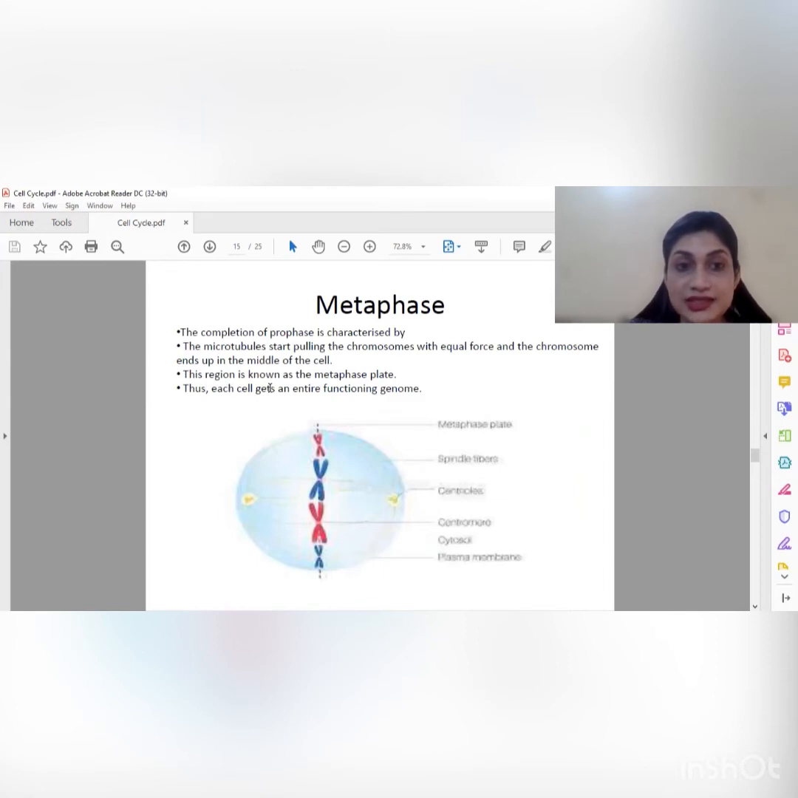Thus, each cell gets an entire functioning genome. The ends of the chromosomes are pulled towards opposite poles, and in the next phase they will divide. So that is the reason it is said each cell gets an entire functioning set of chromosomes.